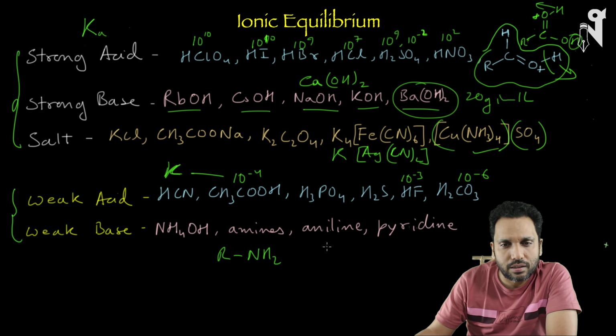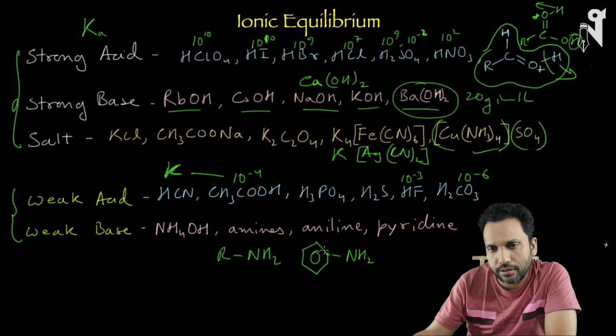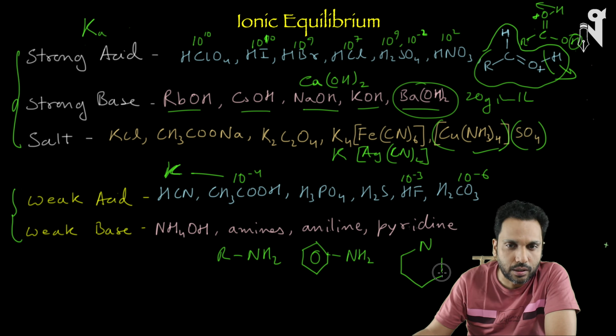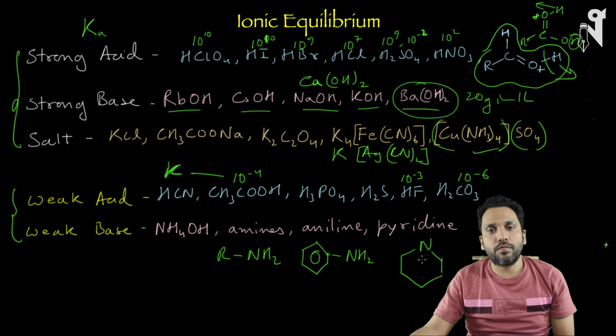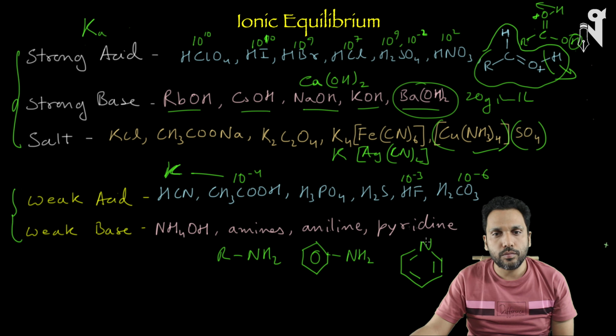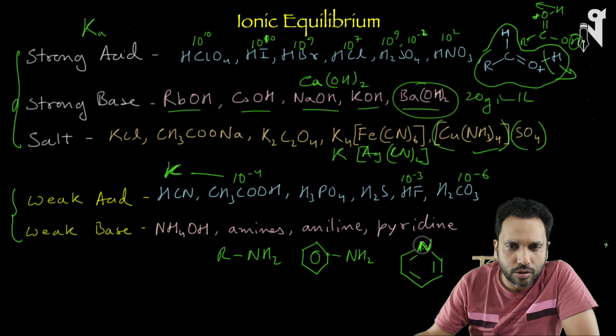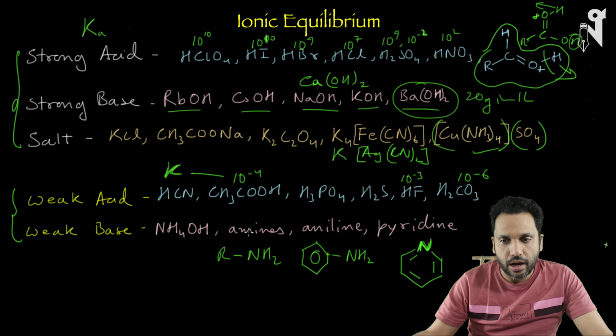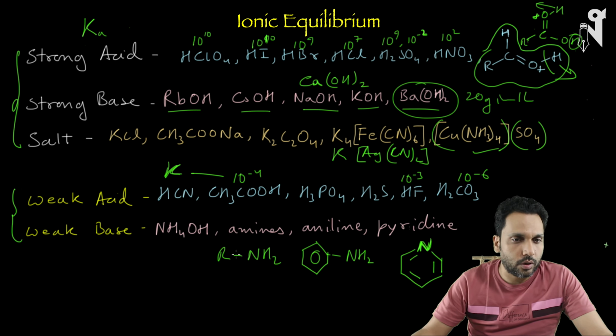What is an aniline? It is a very similar thing. Your one H has been replaced by the benzene ring. So that's an aniline. What is a pyridine? Pyridine is again similar to a benzene ring, but instead of a C, it is an N which is completing the cycle. So that's your pyridine. So these are your weak bases, and we don't have to worry about the structure and all.